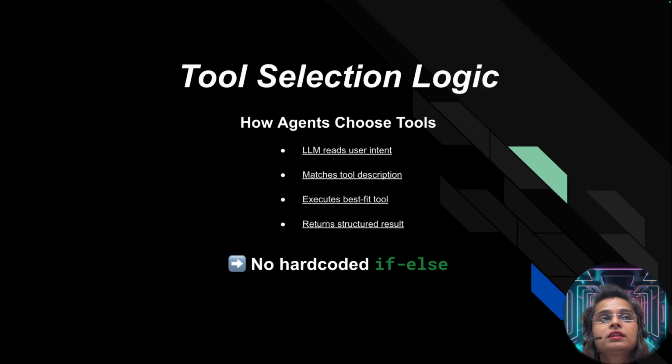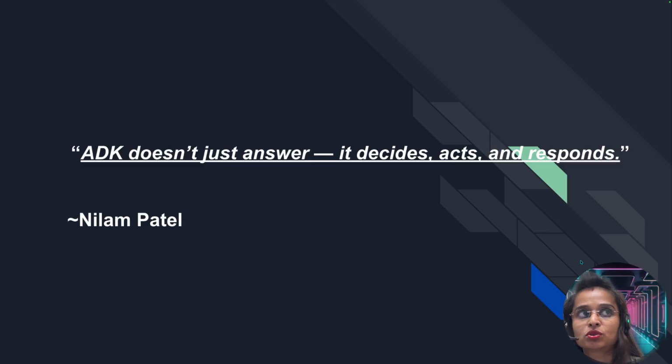So how to select the tools, what is the logic behind that? First, the LLM reads the user intent and matches the tools description. So we have to provide the descriptions very apt and proper, so that the LLM reads the description, and based on that it intelligently routes which function or which tool to be used. It executes the best fit tool and returns structured results. Okay, so there is no hard coded if else or something like that, but the agent or LLM itself decides which tool should be used.